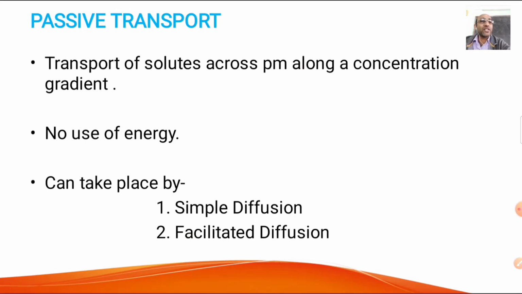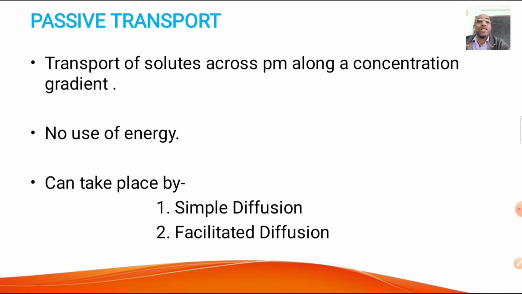First of all, we will discuss passive transport. Passive transport is the simplest way in which the molecules or solutes move across the membrane. Here, the movement occurs along a concentration gradient, that means from higher concentration to lower concentration. So, we can say that it is a simple process of diffusion. There is no use of energy. Energy is not required for the passive transport process.